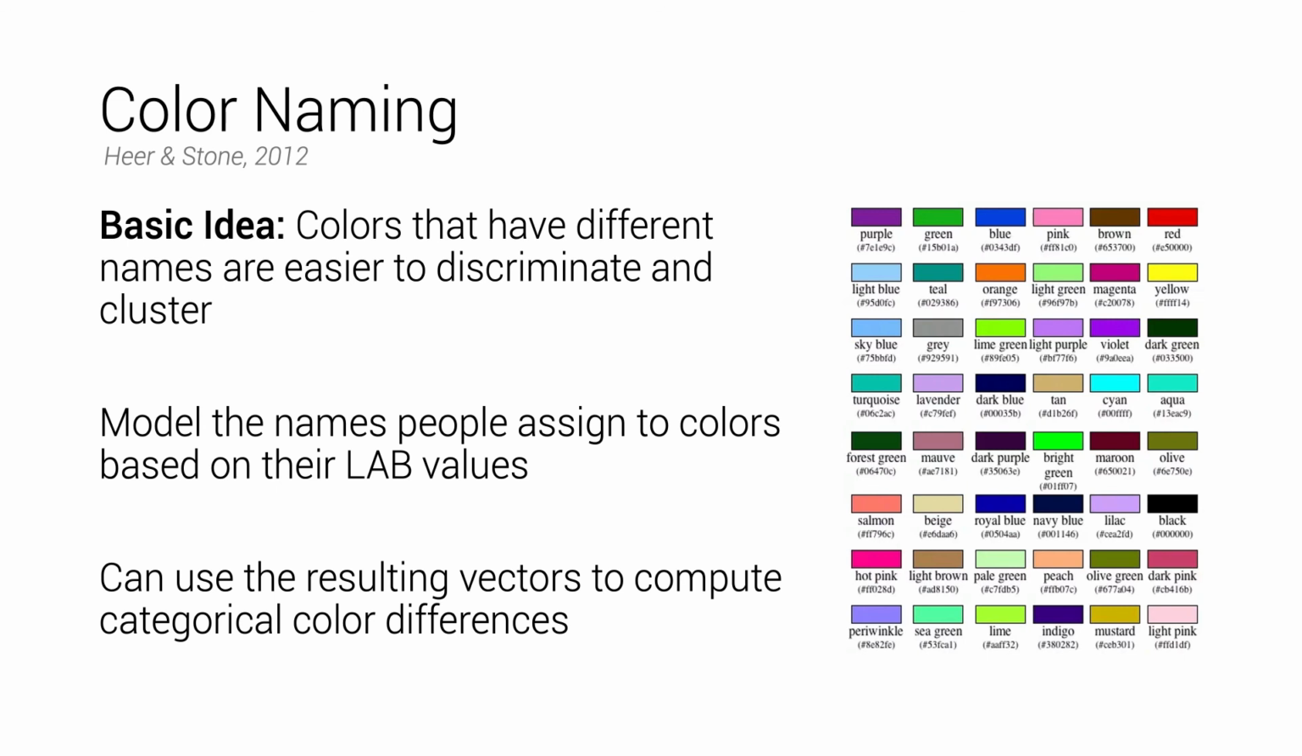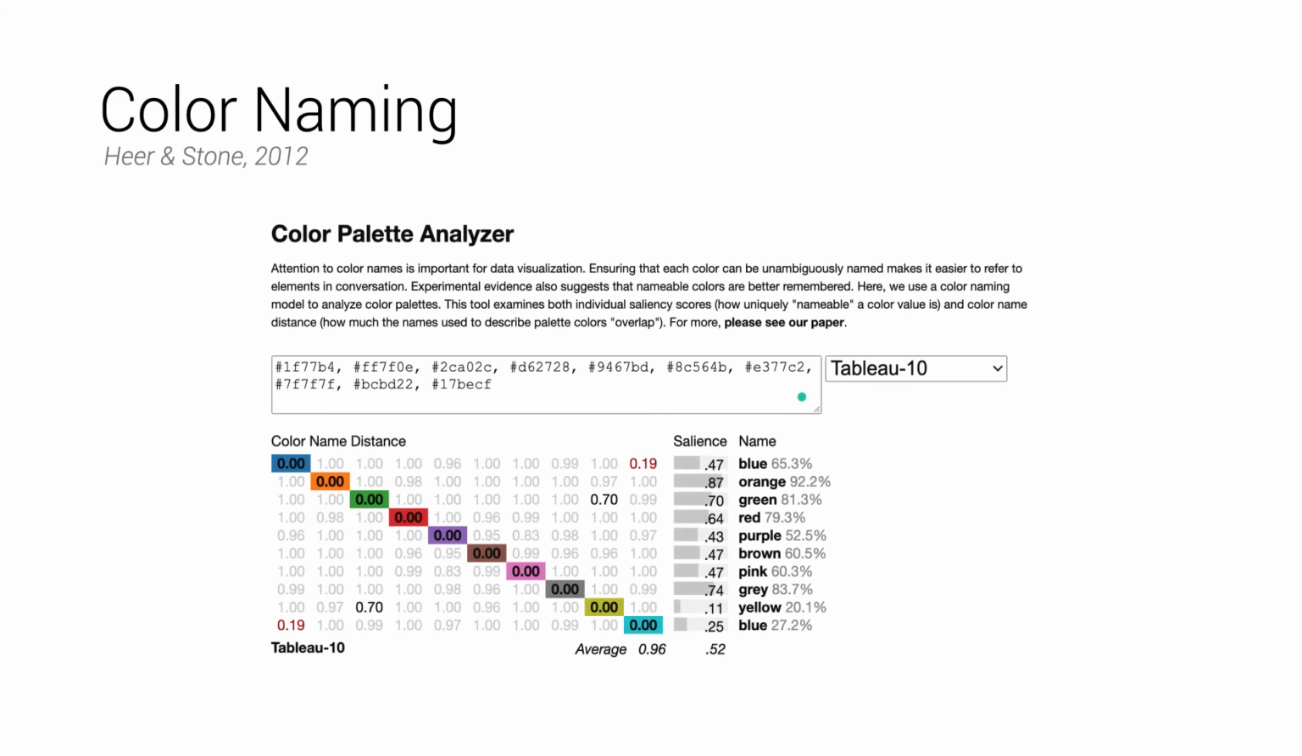So this color naming model is intended to model how people assign names to colors based on their CIELAB values. And what we can do is look at those mappings and use those to compute vectors of names associated with different colors based on their representation in lab space. And we can use these vectors to compute categorical color differences. This tends to be really useful in things like palette design, as Karen is going to talk about in a little bit, because what this will allow us to do is compute the similarity between any two color values.